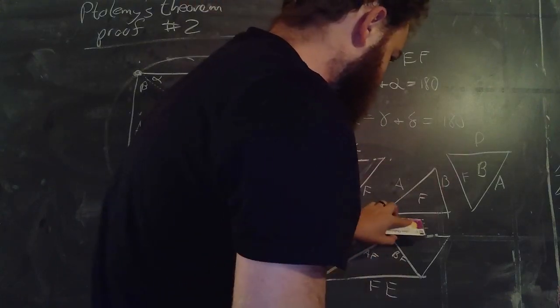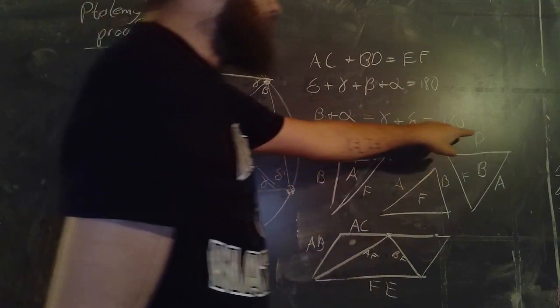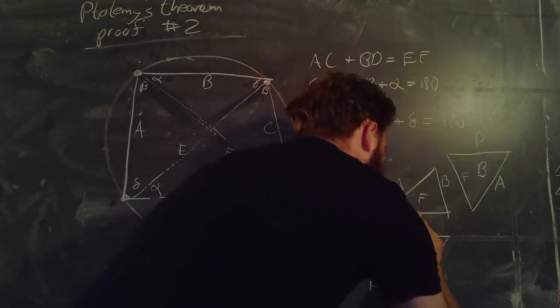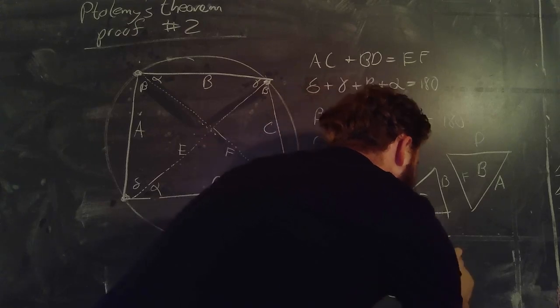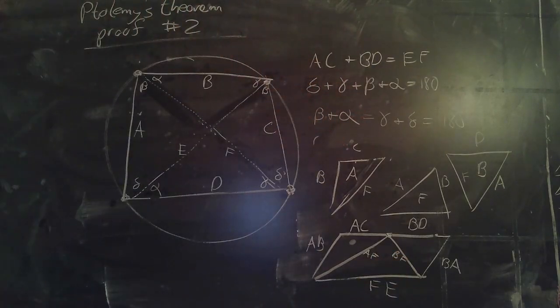I'm going to erase E real quick just because I'm running out of space. This triangle was scaled by B, so we'll have BD, we'll have BA, which is of course AB, and then we'll also have BF like that.